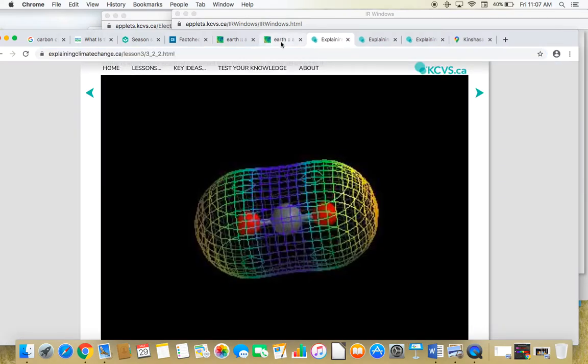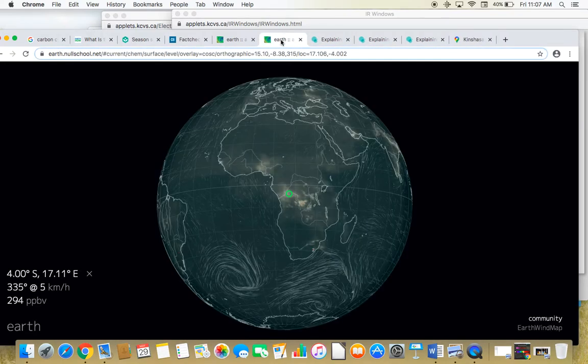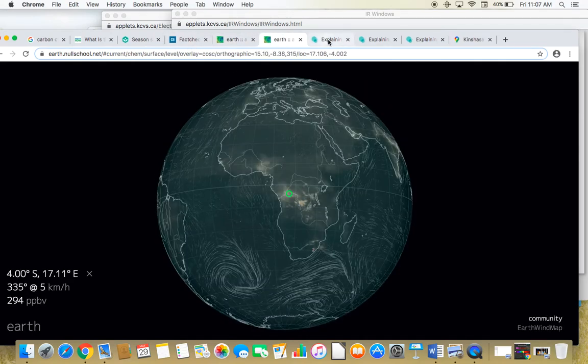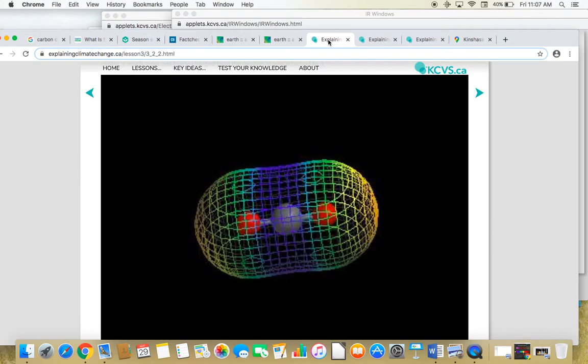All right, but how is it that the greenhouse gases work at all? There's a great website I found called explainingclimatechange.ca. You might want to check it out. It has huge amounts of information, but what I really like is it's got some of these applets. Applets are little apps that show you things.